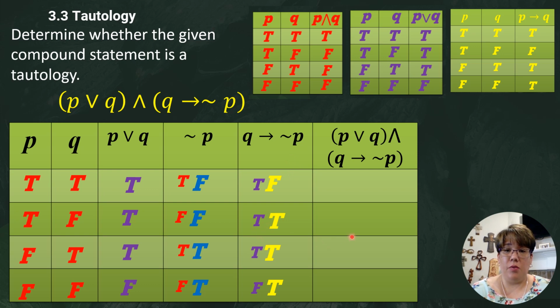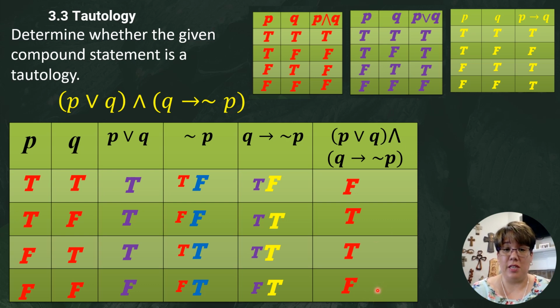T and T would be true. T and T is true. F and T is false. So all of those I'm going to go over, and there is from my AND chart. That's what that is. So I have finished my table.